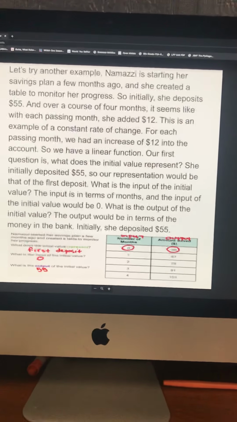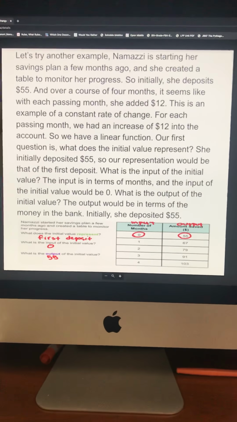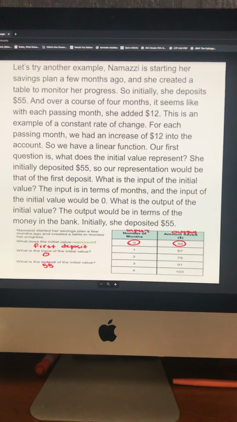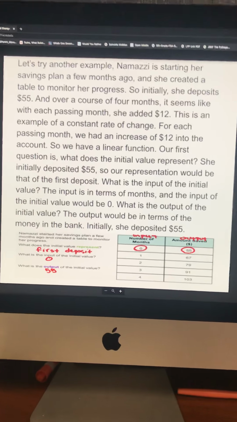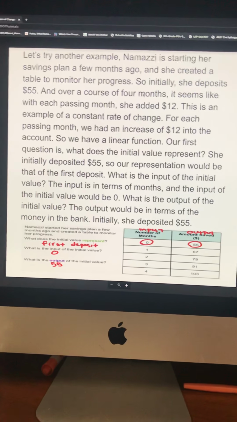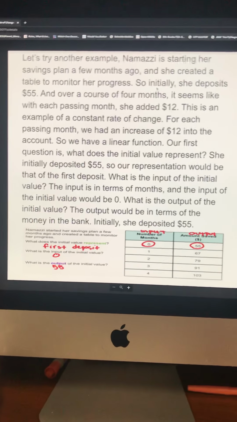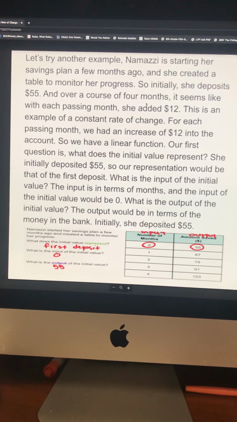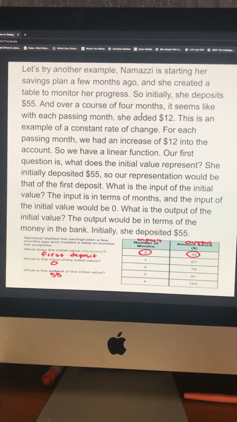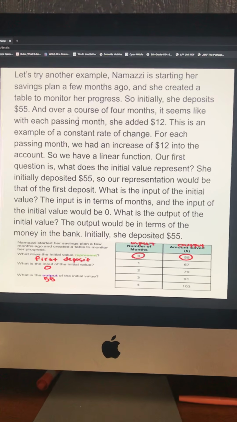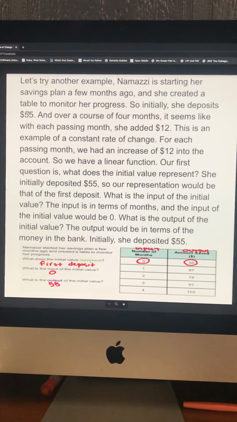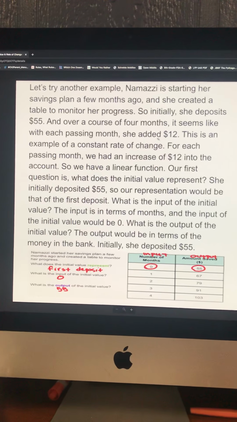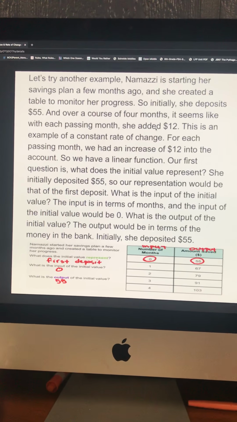Okay, so what we talked about in the WebEx Live today is how to determine the initial value and the rate of change from a table. So in this story, you can see that it says initially, so that's a keyword. Initially, she deposits $55, and over a course of 4 months, it seems like with each passing month, she added $12. So $55 would be our initial value, and $12 per month is what she's adding. So that would be the rate of change.